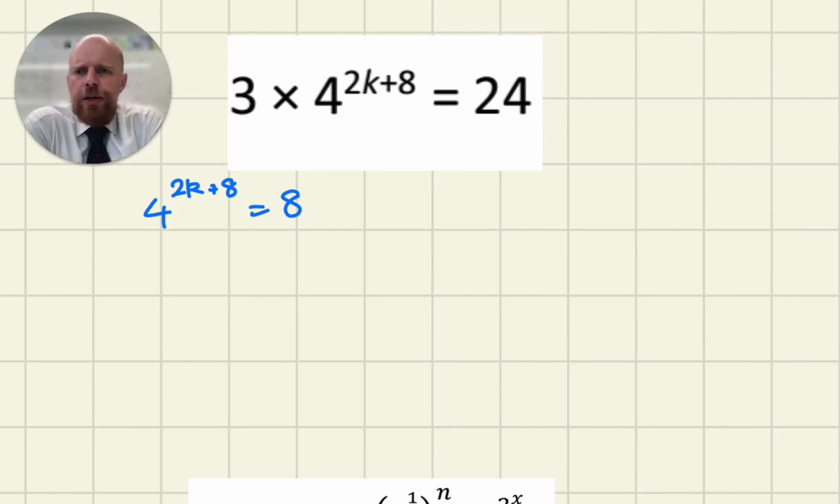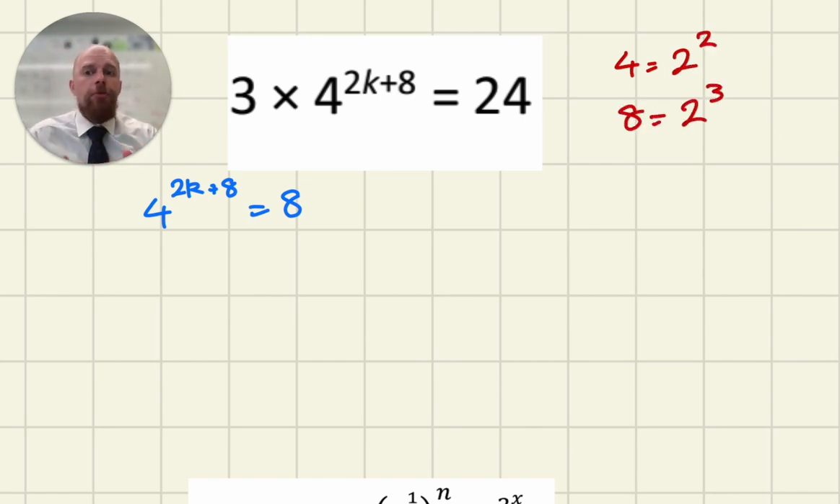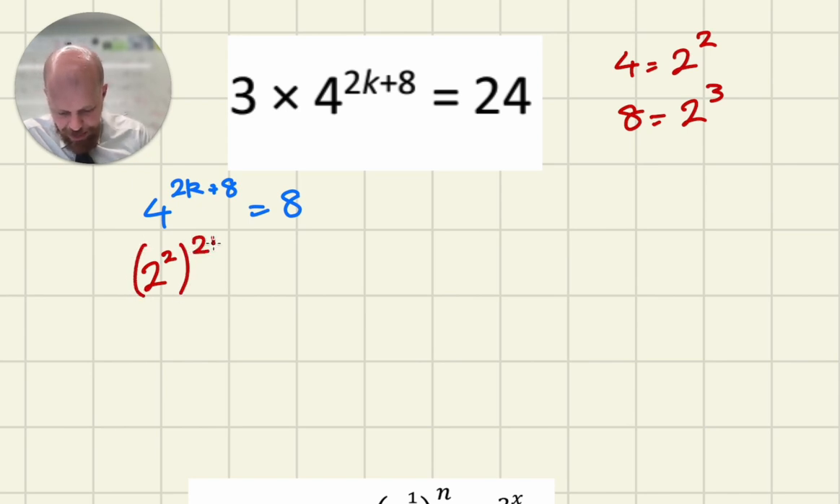And whilst I can't do anything with indices yet, I notice that 4 and 8 are both powers of 2. So if I change 4 to be 2 squared and 8 to be 2 cubed, that will then allow me to use the indices laws. So 4 is 2 squared. We've still got to now raise that to the power of 2k plus 8, and 8 is 2 cubed.